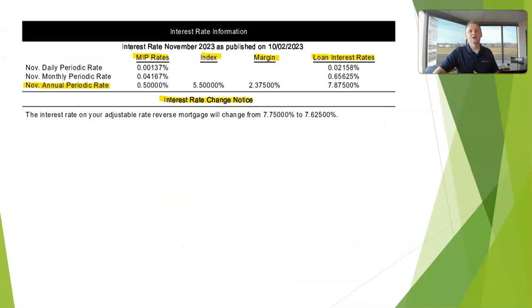Okay, on that same statement, usually it's page 2 or 3, you'll also see your interest rate information.